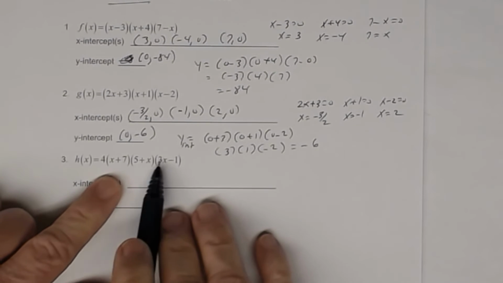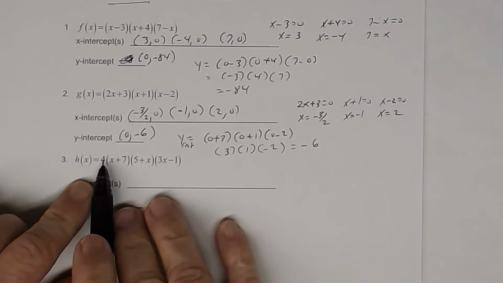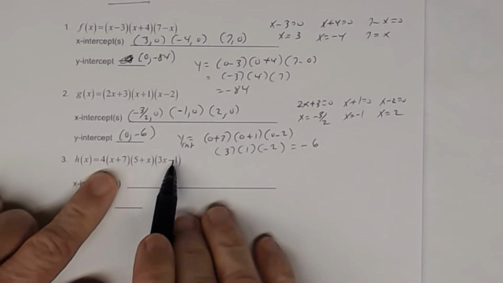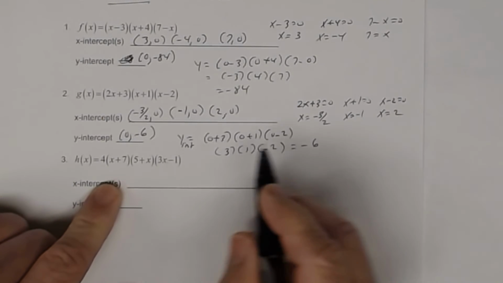And then same thing here. You're going to set each of those factors equal to 0. Now 4 is a factor, but it's not a variable expression. So you just look at the factors that have variables in them, the variable expressions. So I'm going to set each of those 3 factors equal to 0.